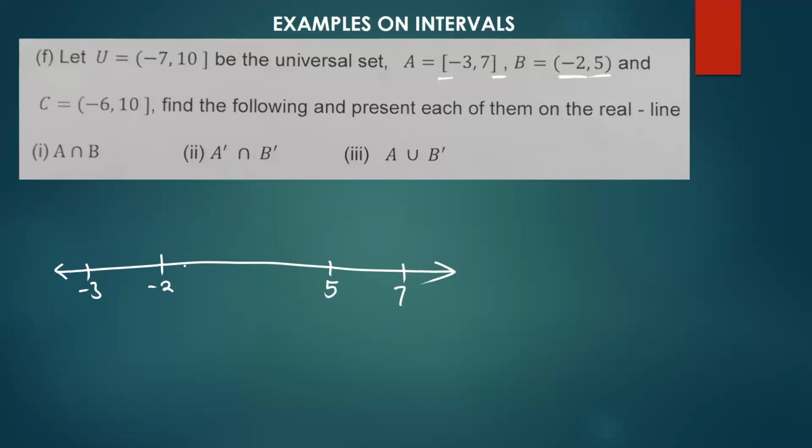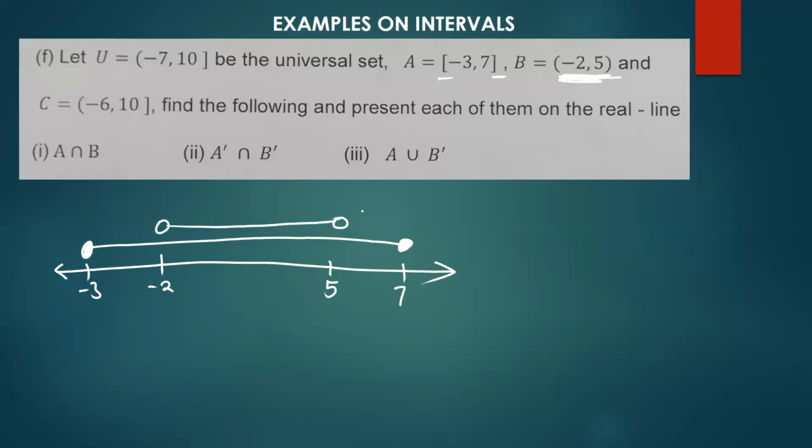So the first set is -3 and 7, so it's closed at both ends. It's closed there. It's also closed there. So I'm going to join the two dots with a line. And then the second set there, it's open on both ends. So it's open there. It's also open there. And I'm going to join the two sets.